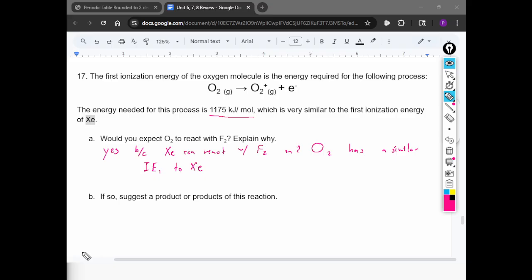All right, everybody good with A? Okay. B is the one that's a little bit trickier. It's asking you to suggest a product or products of this reaction. For this one, you kind of need to remember different reactions that we've looked at so far. Honestly, I don't expect you to know this. You'll get a better understanding of predicting things like this in the future when we learn a bit more chemistry. But the best way I can explain this is to think of a combustion reaction, right?